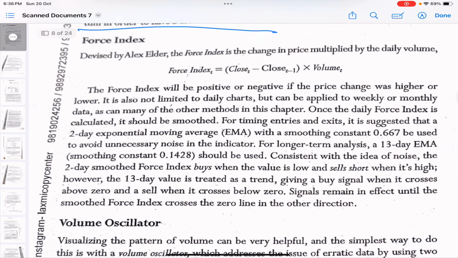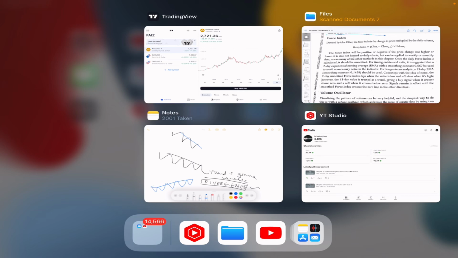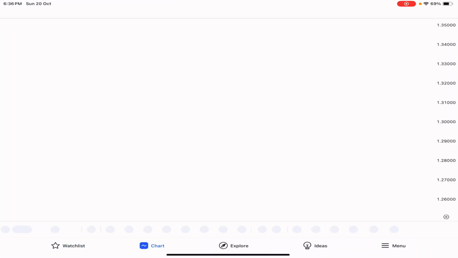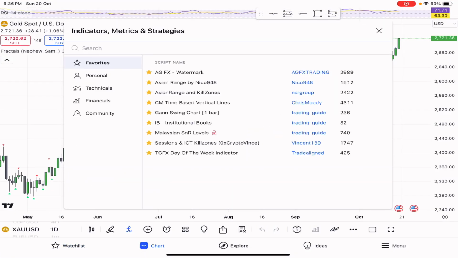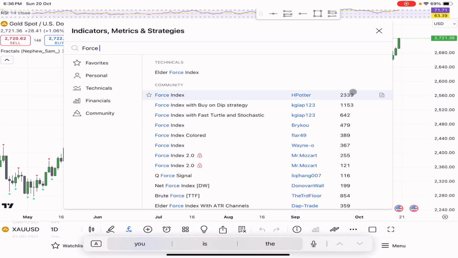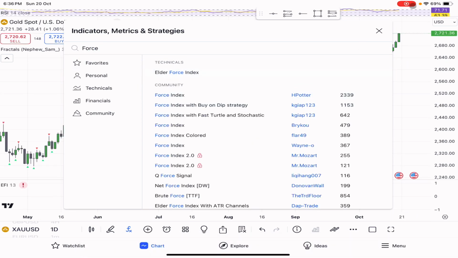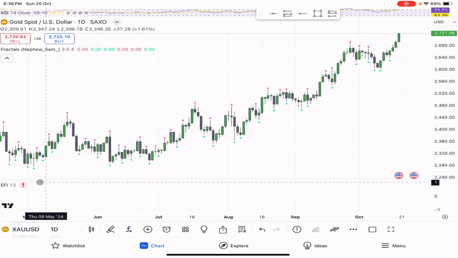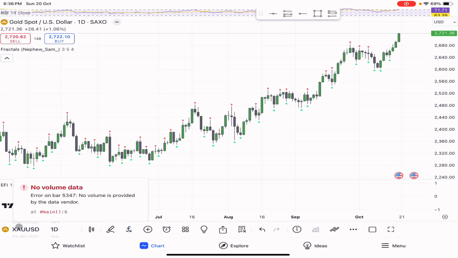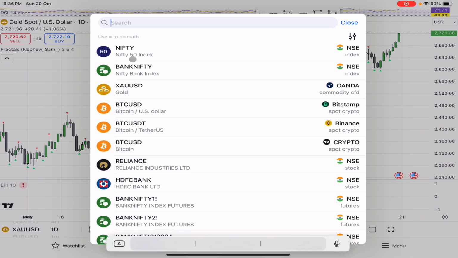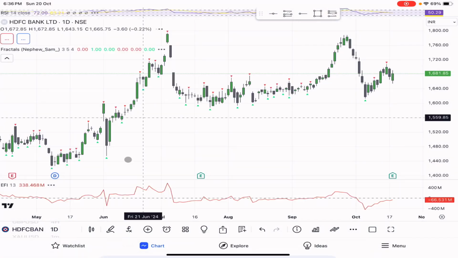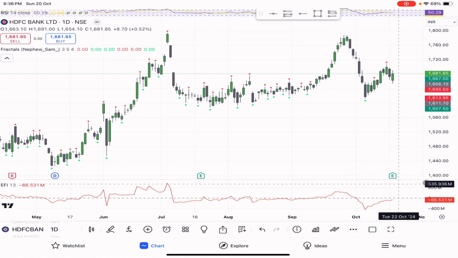Let's start with the first thing, which is known as force index. Let me see if it is available on TradingView. Force indicator. Okay, there is force index over here. I'm not able to plot it. Okay, let me just go on a bank or any random stock. Okay, now it's being plotted.